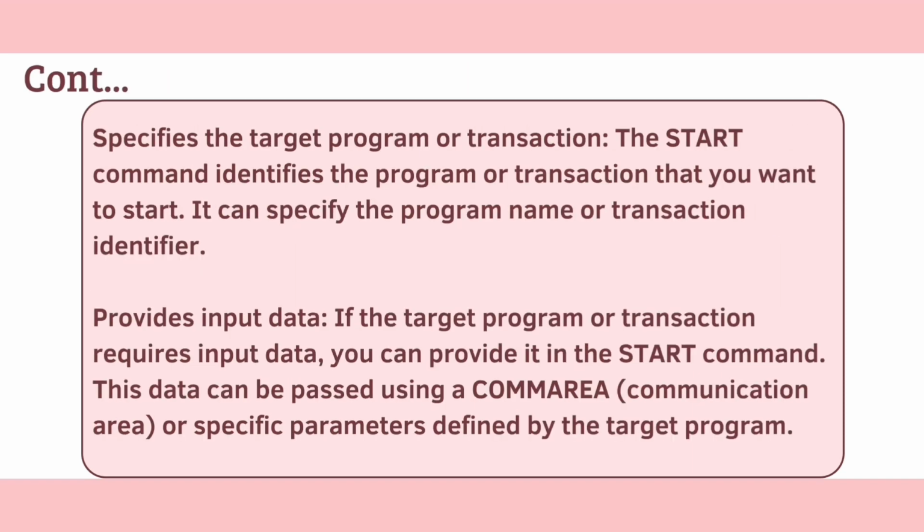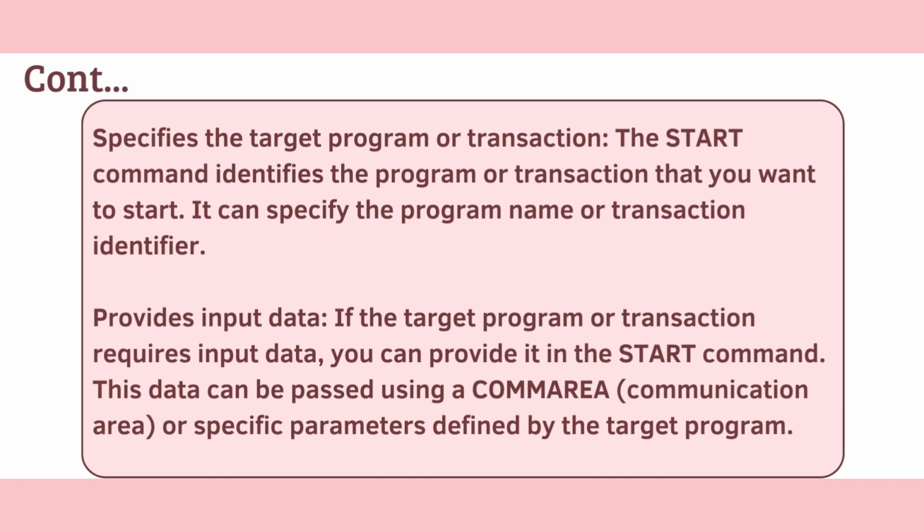It specifies the target program or transaction. The start command identifies the program or transaction that you want to start. It can specify the program name or transaction identifier. Then it provides input data. If the target program or transaction requires input data, you can provide it in the start command. This data can be passed using a COMMAREA or communication area, or specific parameters defined by the target program.